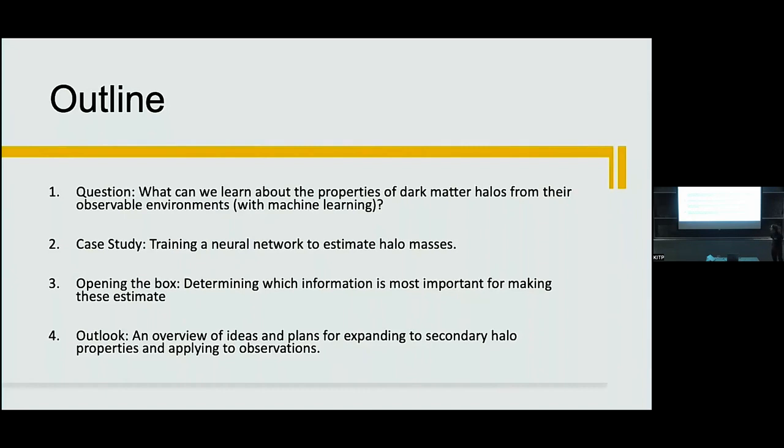So then I'll just be going over an overview of the project I've been working on for a couple of years now, trying to estimate the halo masses from the Bulltride simulations. Then I'm going to go briefly into how we've been trying to open the box on this neural network and determine what information is important, and how we might determine if the network is robust. And finally, an overview of our plans moving forward.